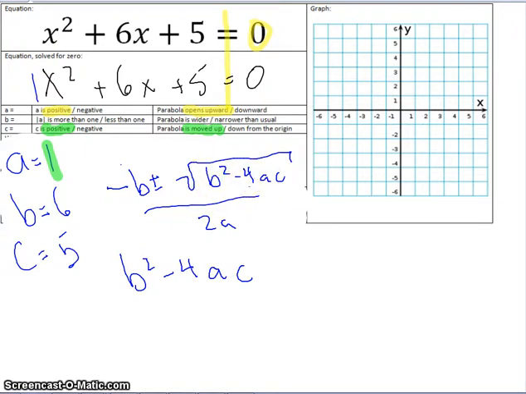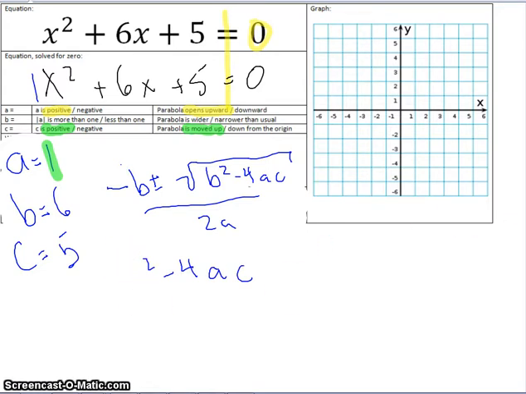B is 6, so 6 goes right here. I'm about to replace B with 6. A is 1, so I'm about to replace A with the number 1. And C is 5, and I'm about to replace C with 5. So the expression I'm about to have is 6 squared minus 4 times 1 times 5.